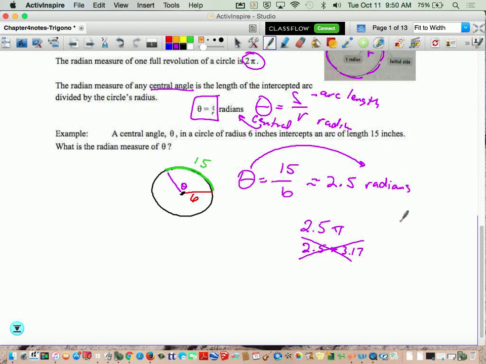So remember 2.5 radians, go back to the problem we talked about, it would be taking your piece of string and laying out 2.5 pieces of string. That's the intercepted arc. That's what they're talking about, the central angle would be.